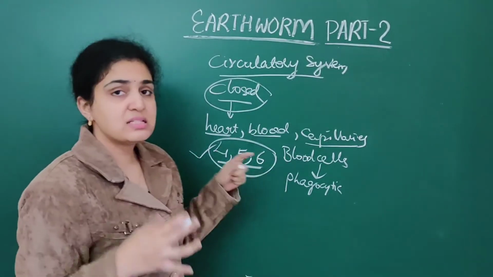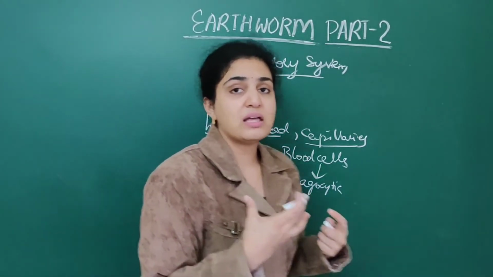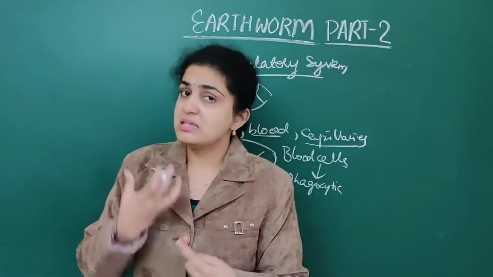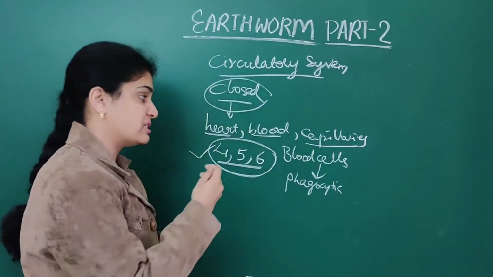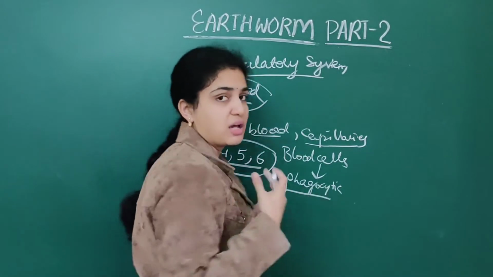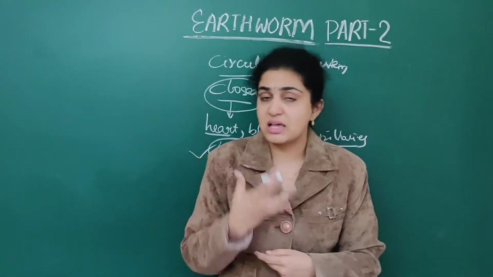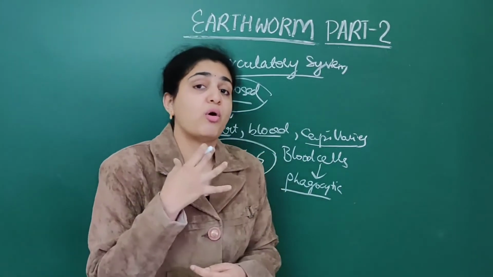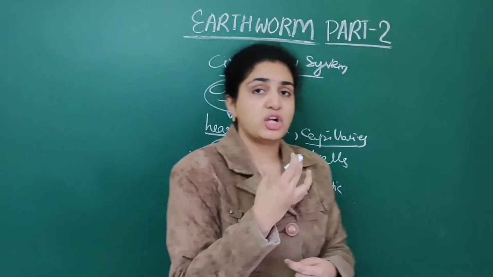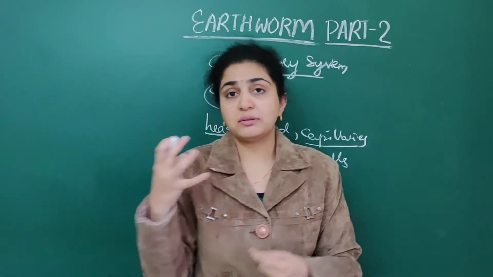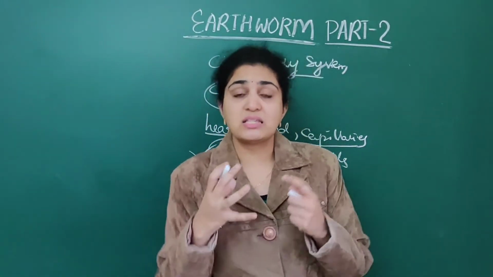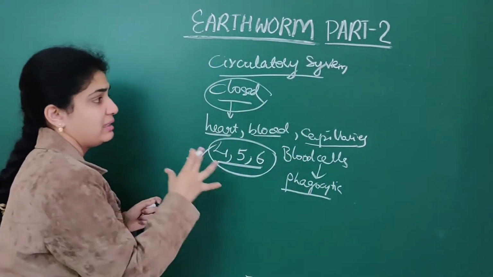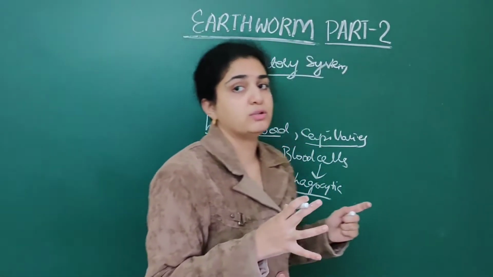So the blood cells are present as well as hemoglobin is present. And here the blood is red in color for them also. And these blood cells, that is RBC and WBC, are phagocytic in nature. That is, they destroy all the foreign particles which enter the body. As well as the heart, lateral hearts and esophageal hearts are also present. So this is mainly about the circulatory system of earthworm.